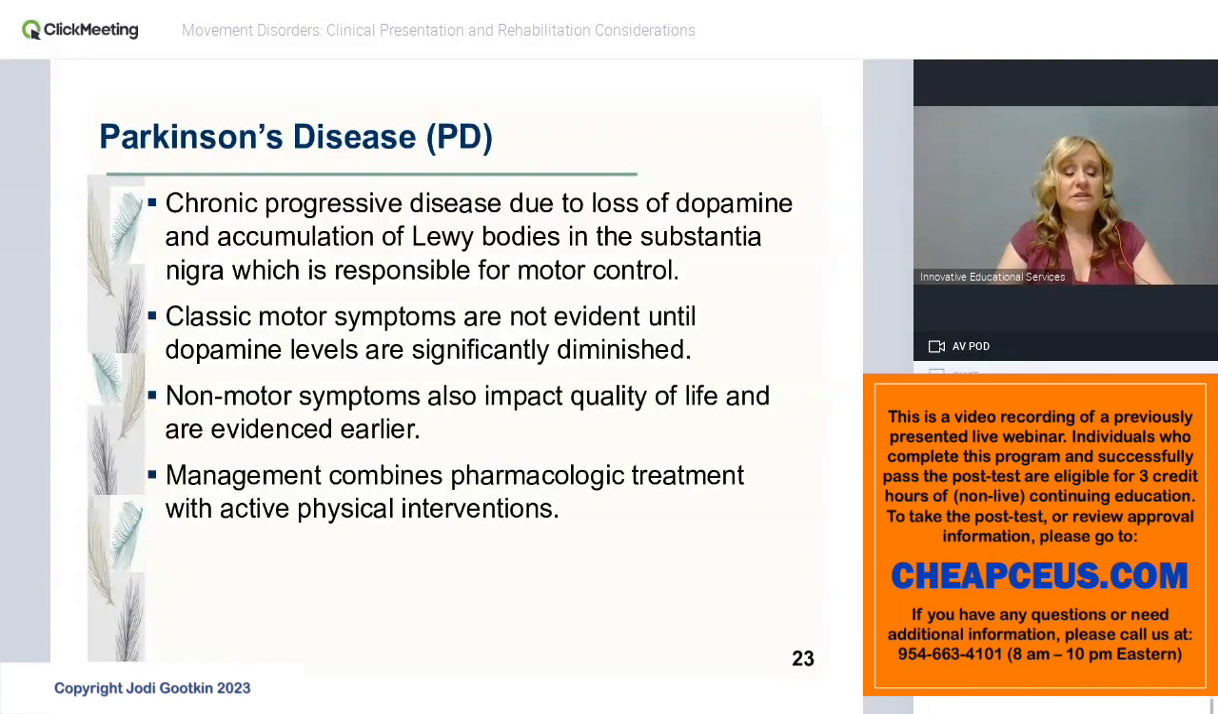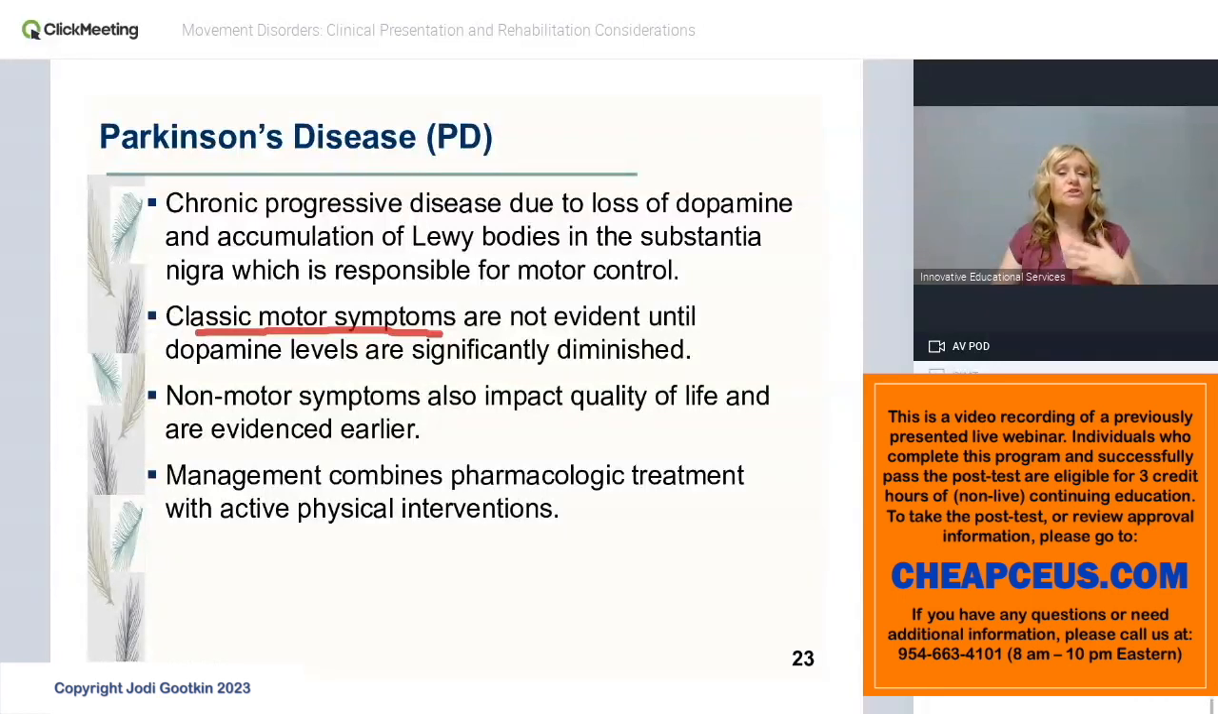We know that this condition relates to the dopaminergic pathway in the brain, specifically the basal ganglia, with impairment of those neuronal circuits not allowing for appropriate functioning, and individuals present with those specific classic motor symptoms. What we need to recognize is those motor symptoms are not really evident until about a 60 to 80% decrease in dopamine production. So until there's a significant amount of neurodegeneration, we're not even seeing the motor symptoms.